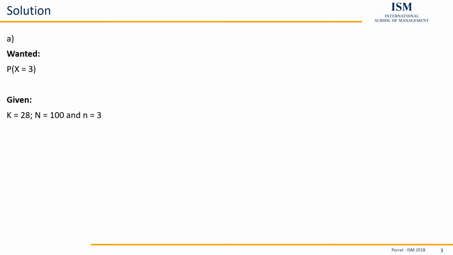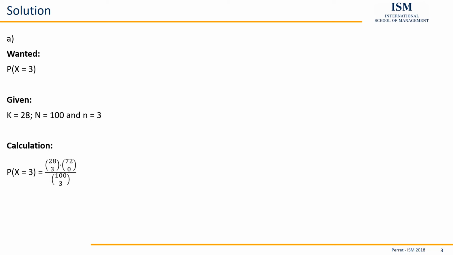Okay, so we know we need the probability function for the hypergeometric distribution. This one we are going to take and enter here the values 28, 100, 3. Then we get 28 over 3. So in the population, we will have 28 rejects, and we want to know what's the probability of having 3 of them in our sample.